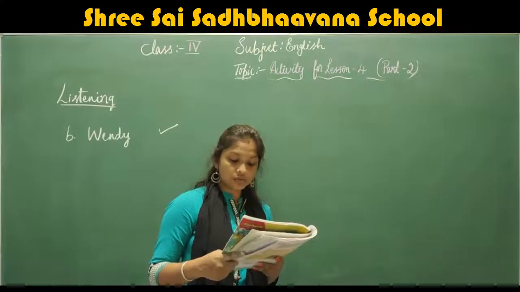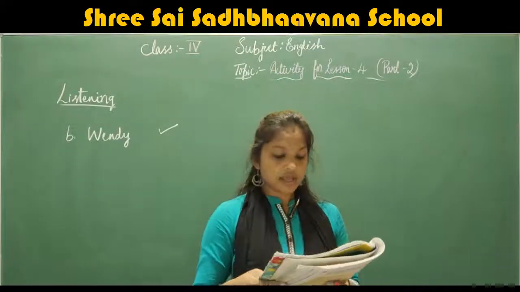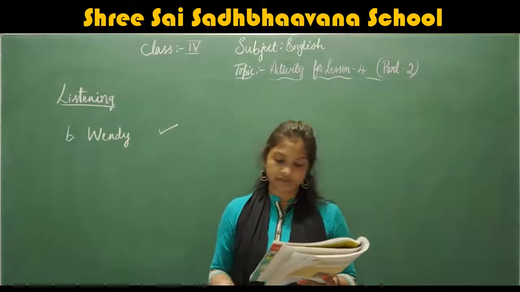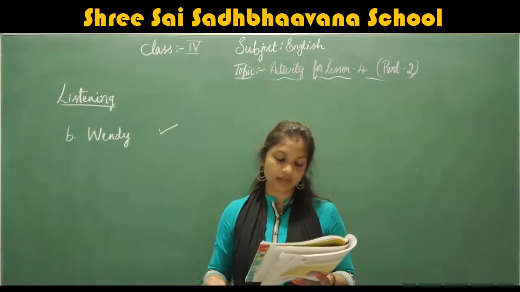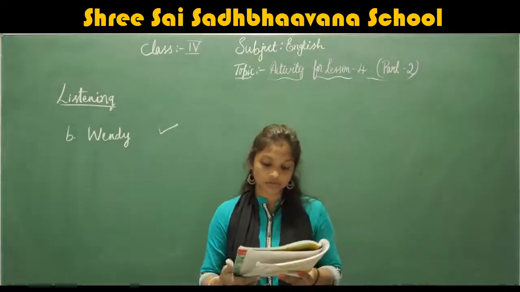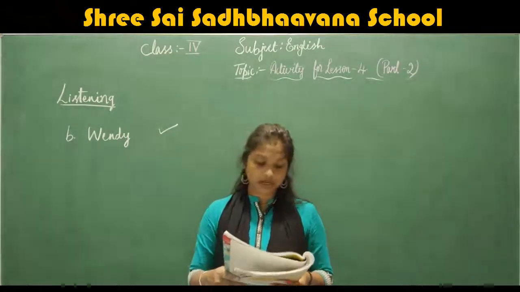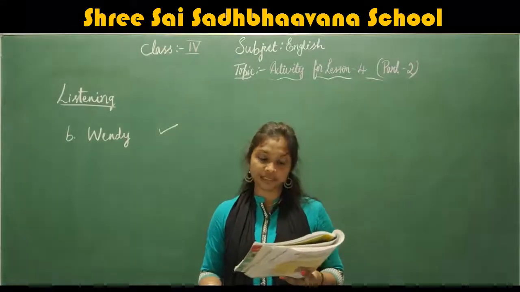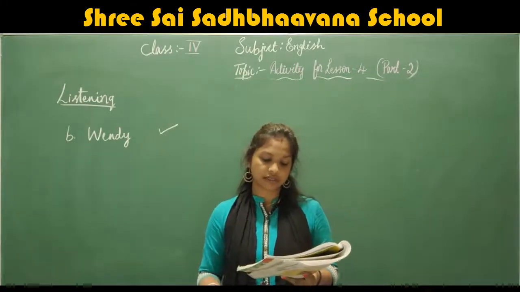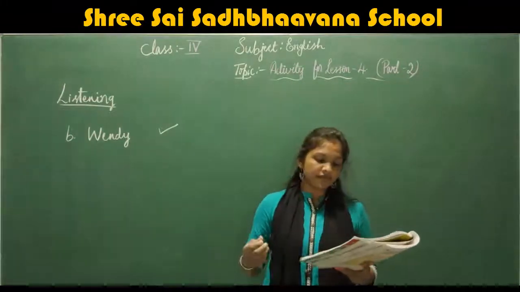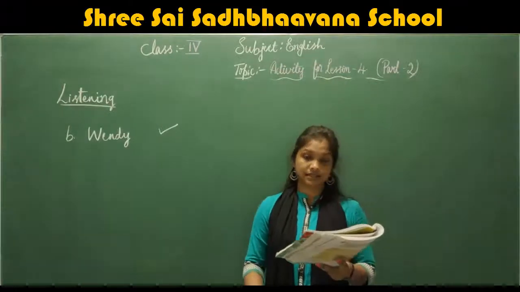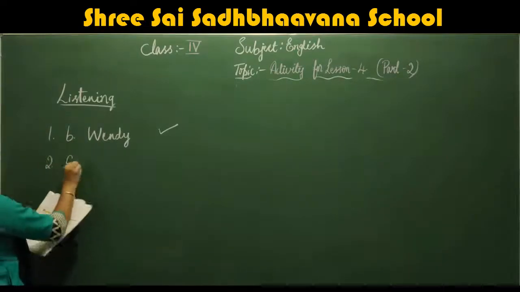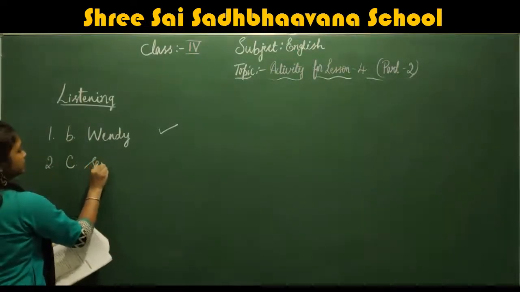Okay, next. What did Wendy do to stick Peter's shadow? First option, rubbed soap on it to make it stick to Peter, put glue to make it stick, or sewed it to the tips of Peter's shoes, or soaked it in water to make it stick. Which option is correct? It is C. The second one, option C, that is sewed it to the tips of Peter's shoes.